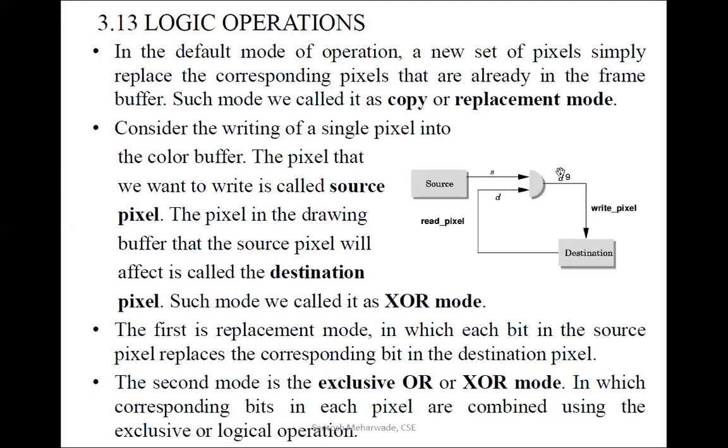So this source pixel will be given to the destination pixel. Assume that initially there is no D, sorry, no D dash. So once you write this source pixel into the destination, we call that writing the pixels.